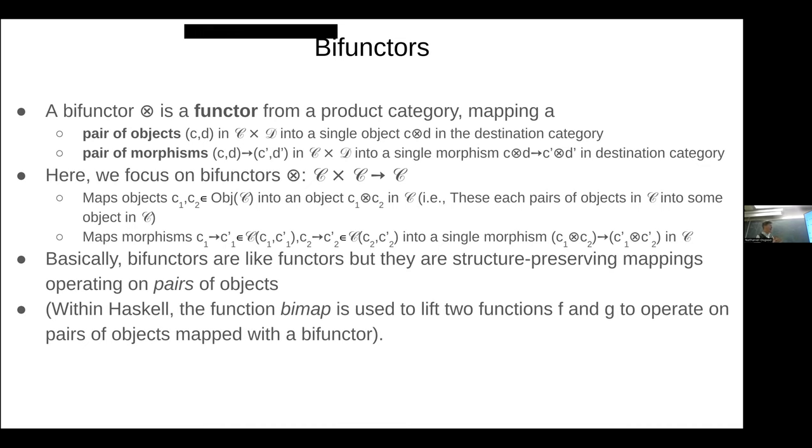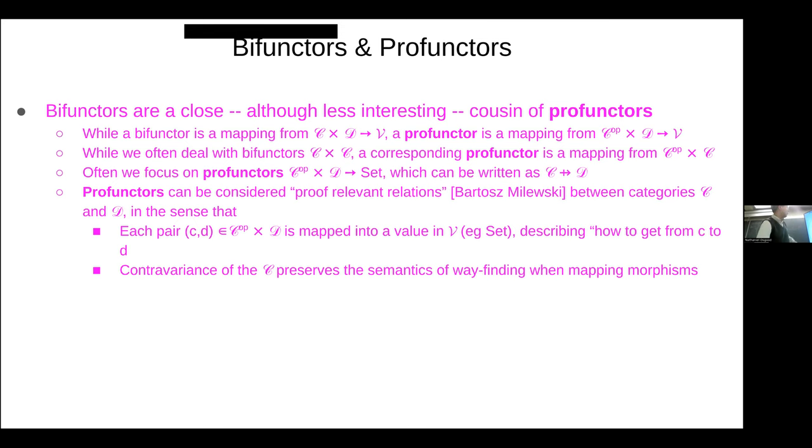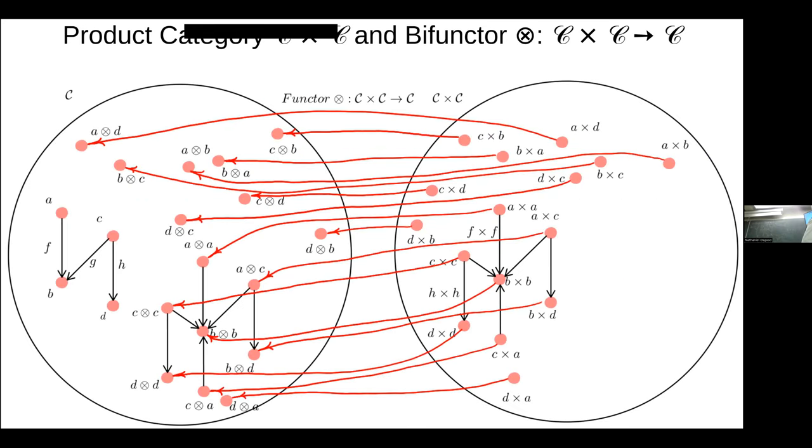So a bifunctor takes a pair in this product category, and it maps it to a single object. So it takes one of these, let's say C cross D, and it maps it to C tensor D. That's just a fancy way to say where it maps it to by the functor. Do you see that? So it maps this one over to that. But a functor's job in life is not just to map objects. What else does it do?